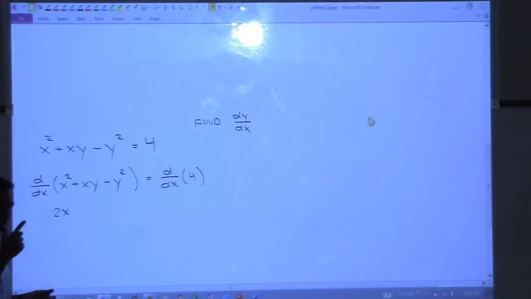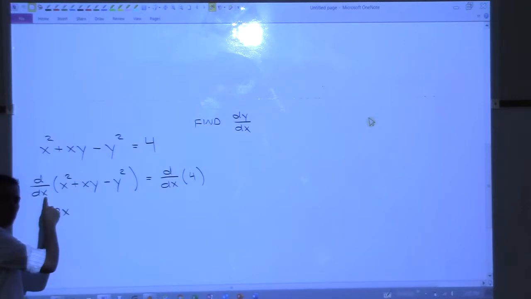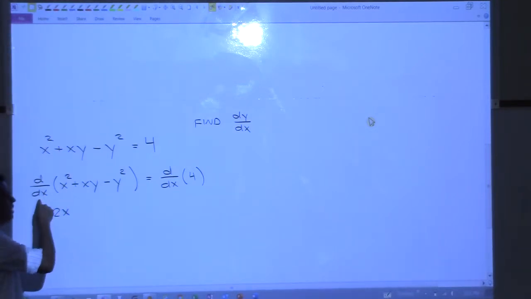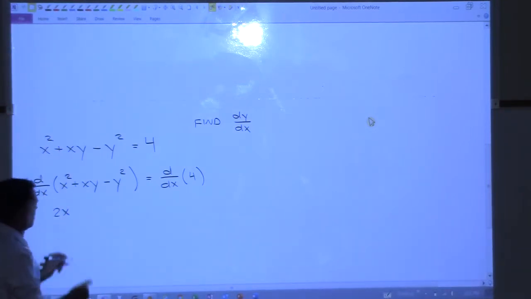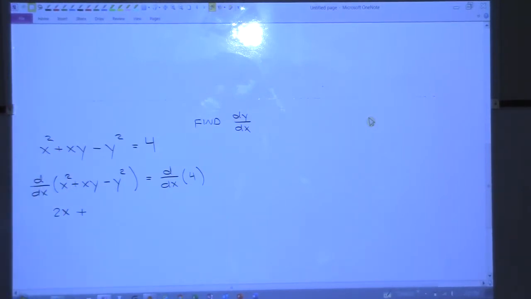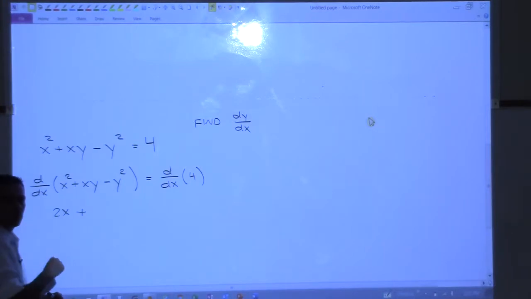So another way to think about this, Marcus, is that if you're taking the derivative of x squared with respect to x, do it the way you've been doing it the whole time in this class. If this is different, then you have to pay attention, all right? So the derivative of x squared with respect to x is going to be 2x. Plus, now Marcus, I'm going to keep you on the hot spot here. We've got to take the derivative of x times y. And how do we take derivatives of products?